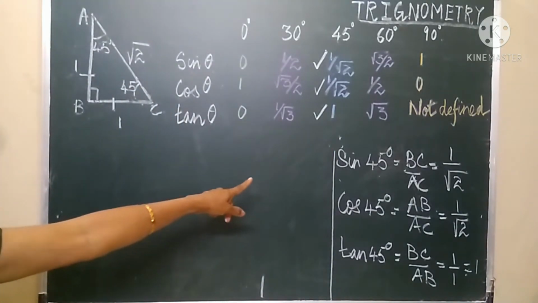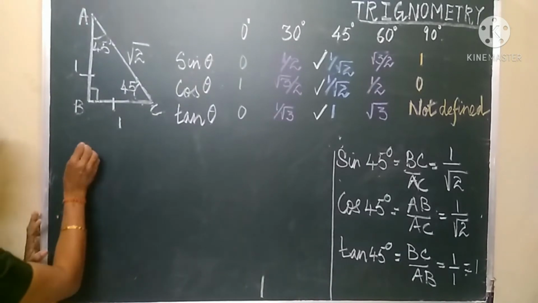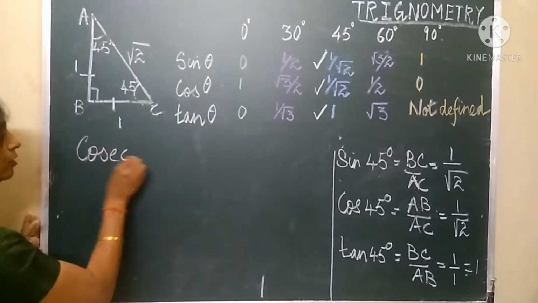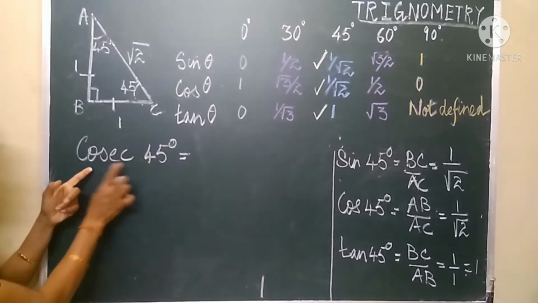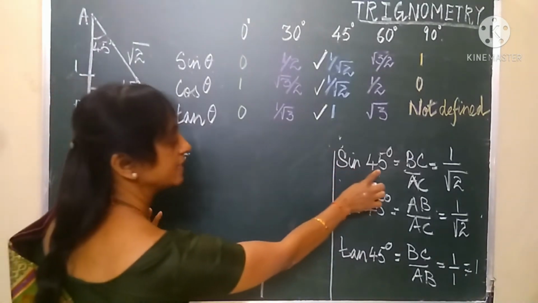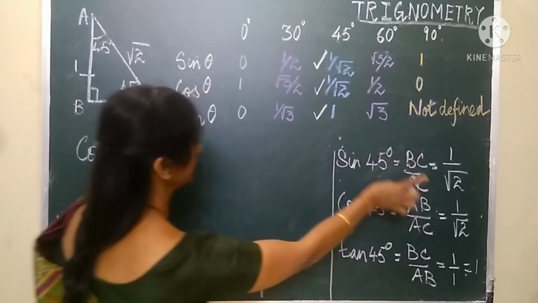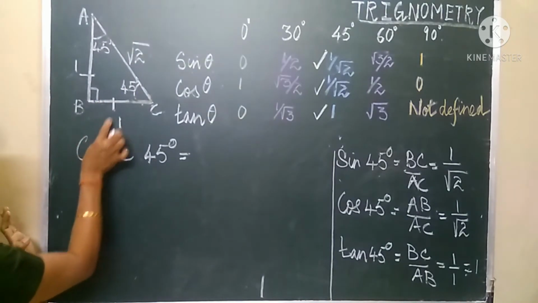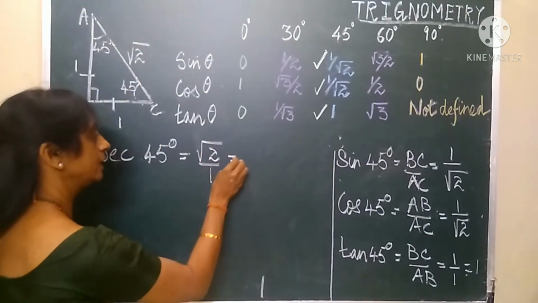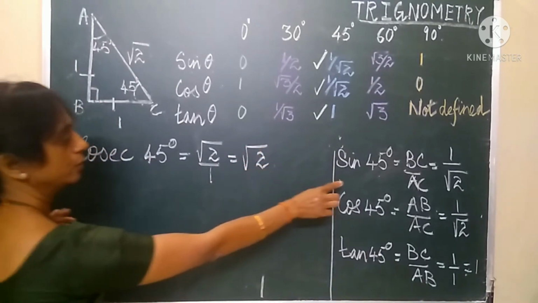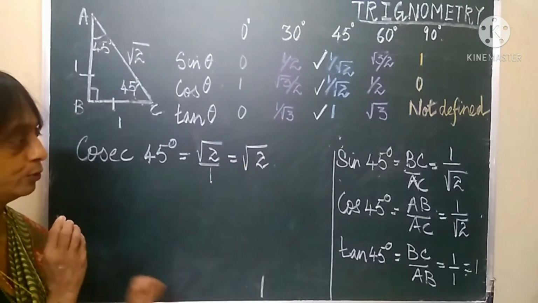Inverse of sine, we know, is cosecant. That is also called cosec. Cosec of which angle? 45 degrees. What is cosec? It is the inverse of sine. So inverse of sine, hypotenuse upon opposite side, that is AC upon BC. So root 2 upon 1, that is equal to root 2. So sine 45 is 1 upon root 2, and cosec 45 will be root 2.